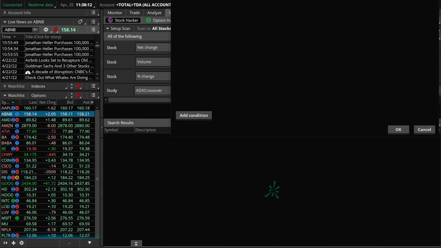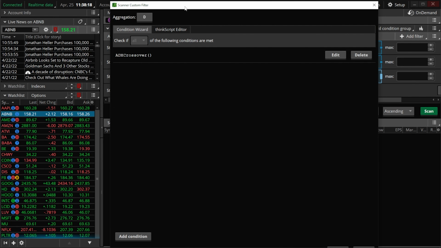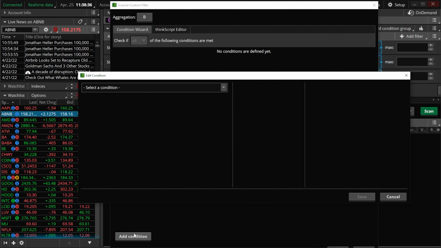You're then going to get a little pop-up window where we can actually create our custom filters right here. In my case, you can see the default is ADX crossover, and the first thing I need to do is go ahead and delete that out of there. I'm then going to come down in the lower left-hand corner and add a new condition. For this first filter, the first thing we're going to say is that we want to look for stocks that were recently either oversold or overbought.